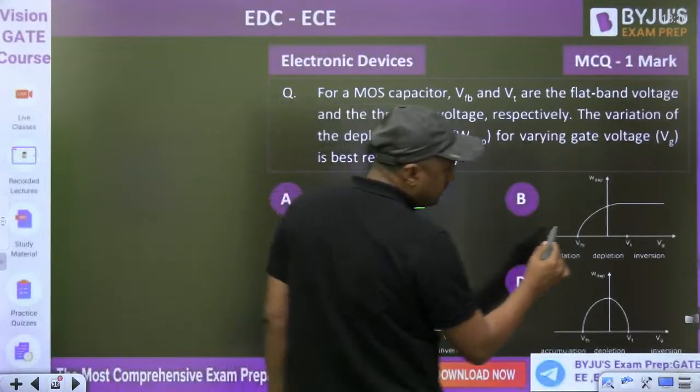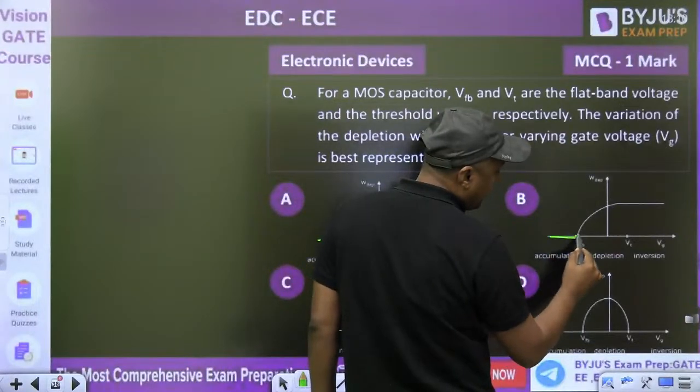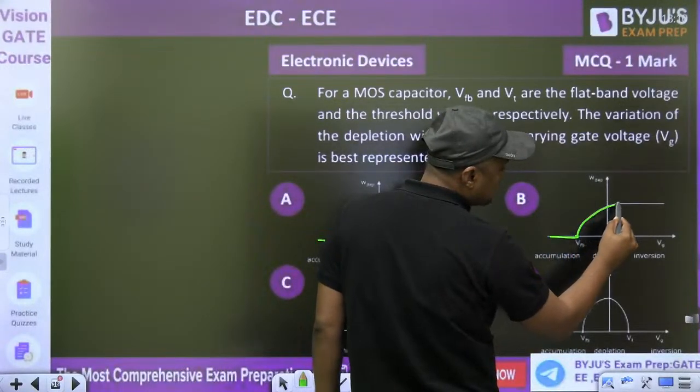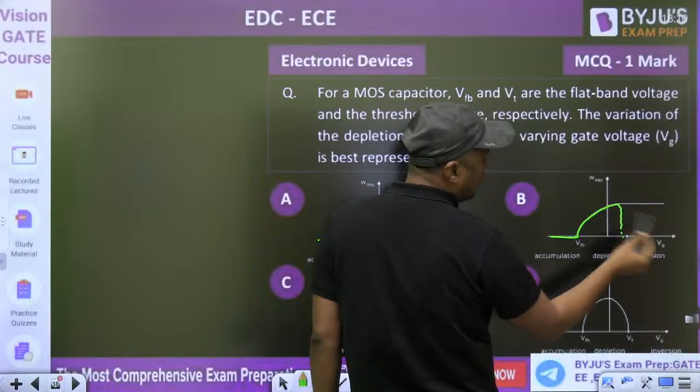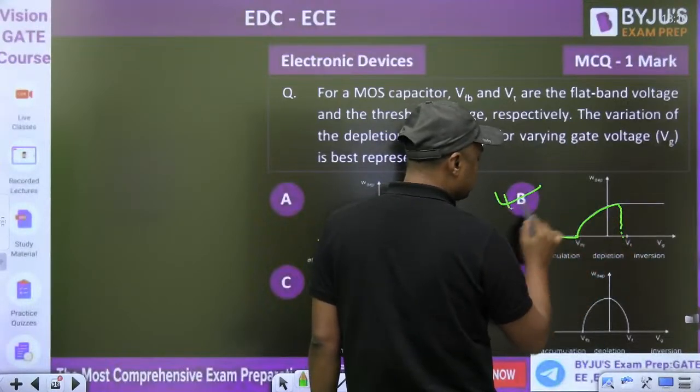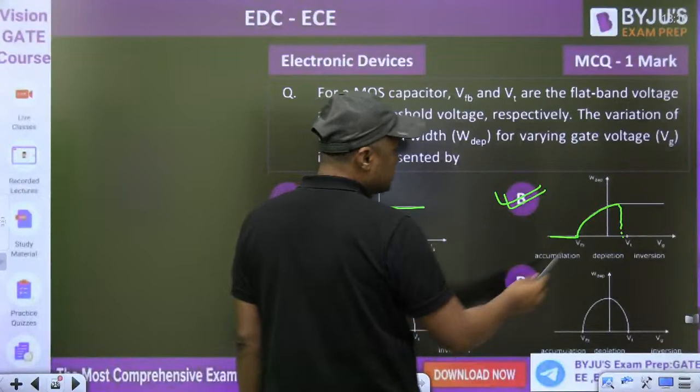Now here, it starts from the flat band, reaches its maximum at the VT, and then stays constant. Yes, B is the answer. B is the answer for this question.